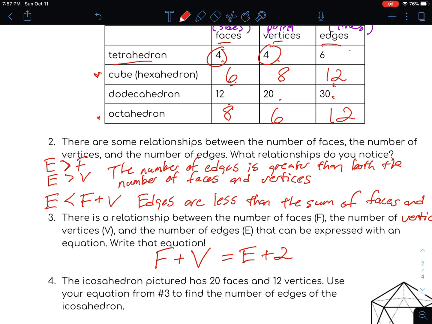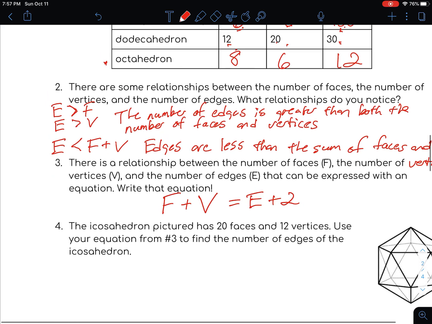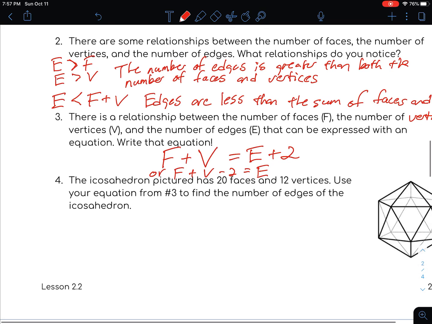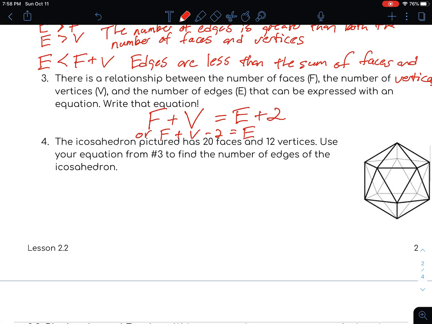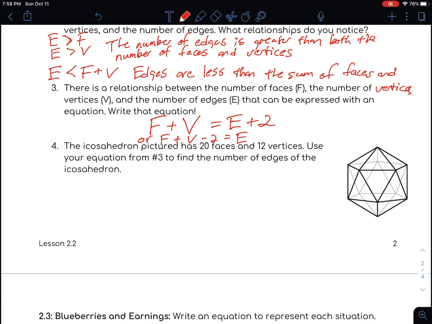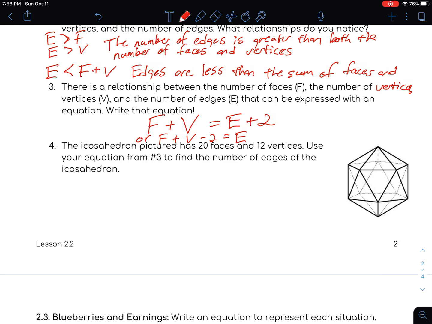So 4 plus 4 is 8, and 6 plus 2 is 8. 6 plus 8 is 14. 12 plus 2 is 14. 12 plus 20 is 32. 30 plus 2 is 32, and so on. Another way of expressing this is that you could say faces plus vertices minus 2 is equal to the edges. So that's another way of expressing that same relationship. You can actually subtract that 2 over to the left side of that first equation, and we get that relationship.